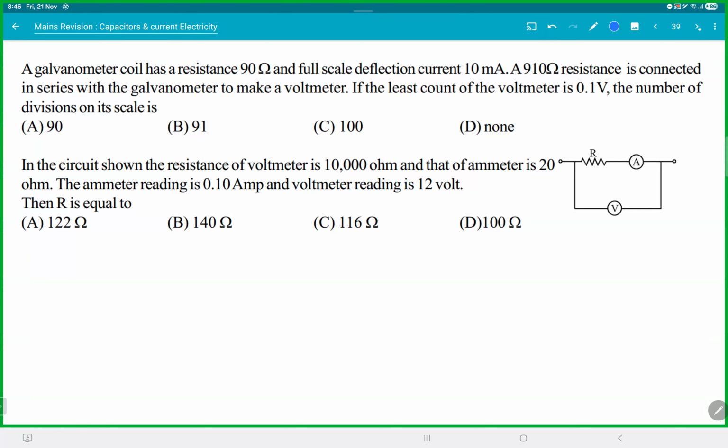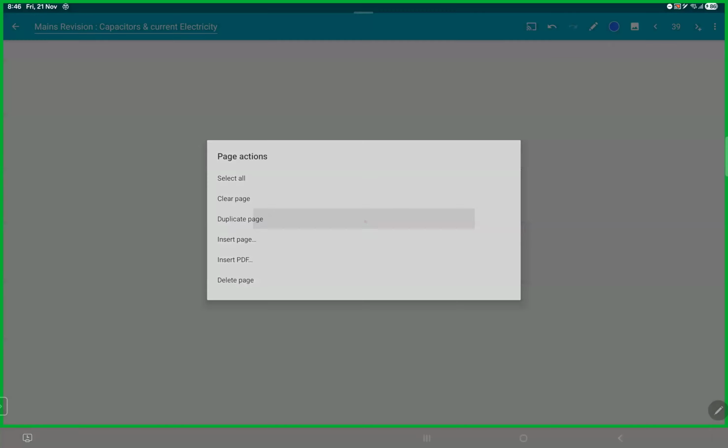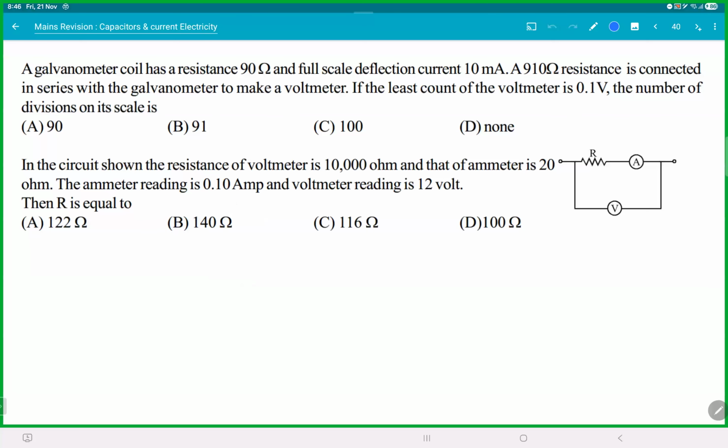Look at the first one. A galvanometer coil has a resistance of 90 ohms. So this is your RG. Full scale deflection of current 10 milliampere. So this is the maximum current you can send. This is IG. And 910 ohm is connected in series. So this is your R large.